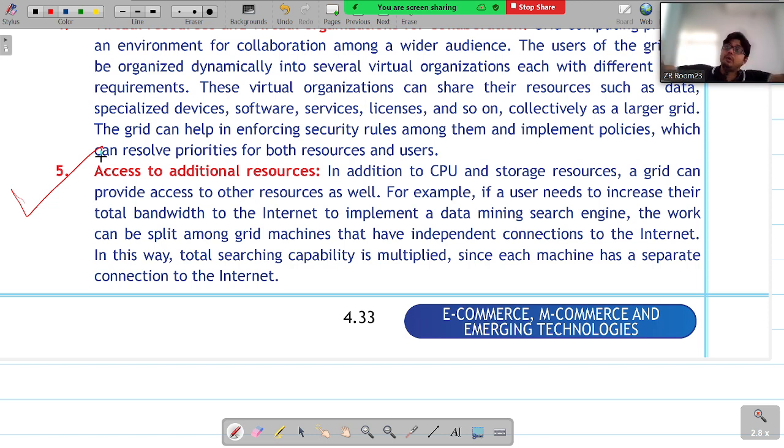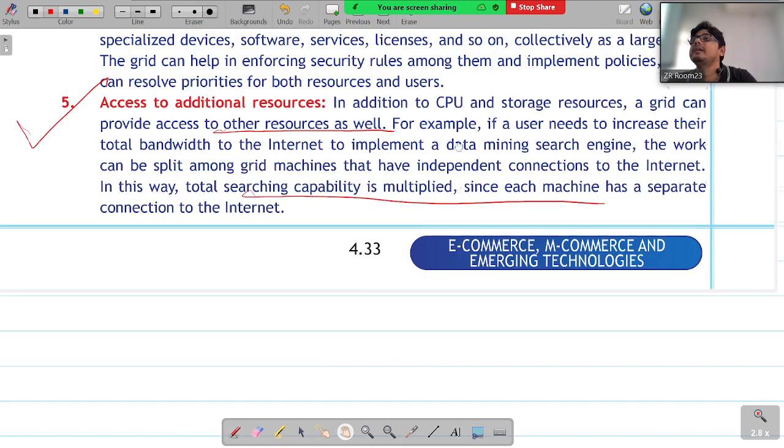In addition to CPU and storage, a grid can provide access to other resources as well. For example, if a user needs to increase their total bandwidth to the internet to implement a data mining search engine, the work can be split among the grid machines that have independent connections to the internet. In this way, your total searching capability is multiplied since each machine has a separate connection to the internet. Now you understood or should I explain it?